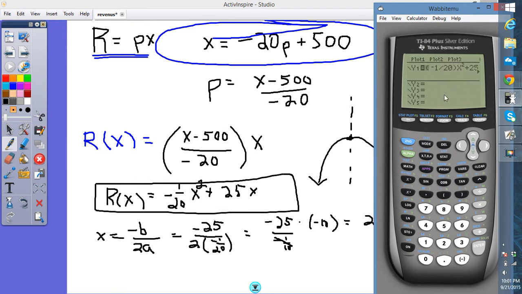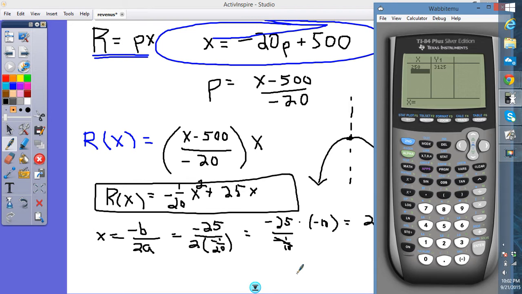Okay, so I've graphed this function, negative 1 over 20 x squared plus 25x. Instead of looking at the graph, we're going to look at the table. There's a way you can ask, if x is 250 for that function, what's the output? I can show you this sometime if you need to. The output is $3,125.